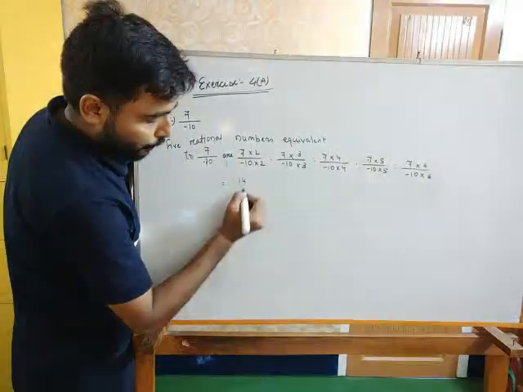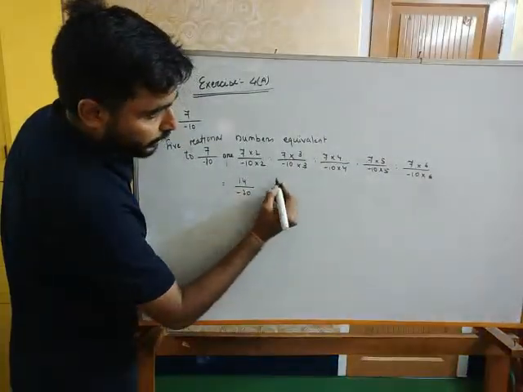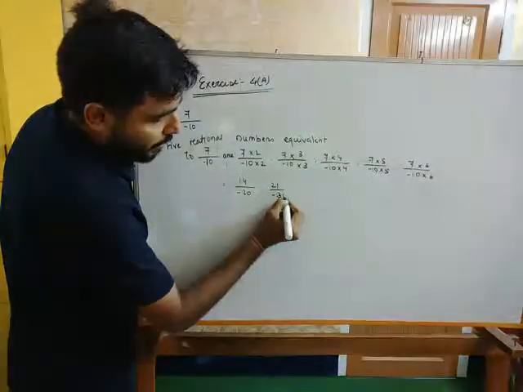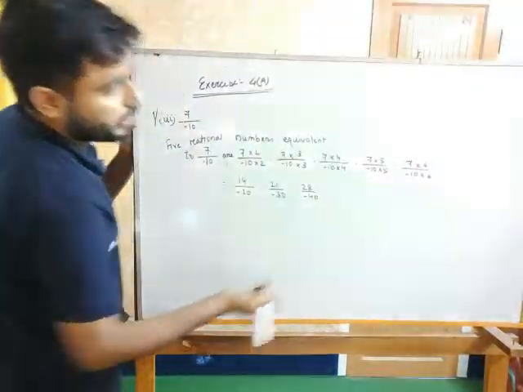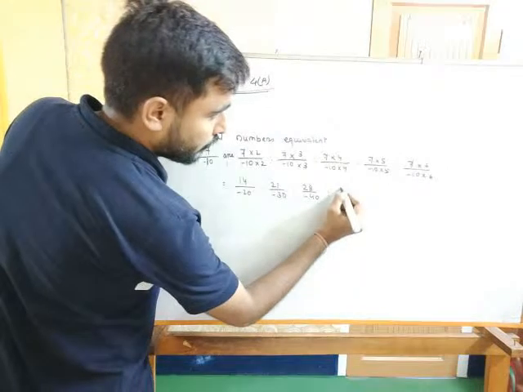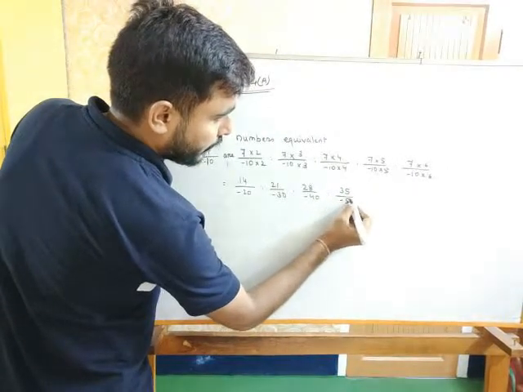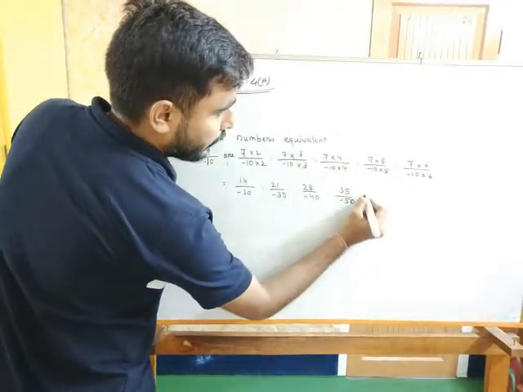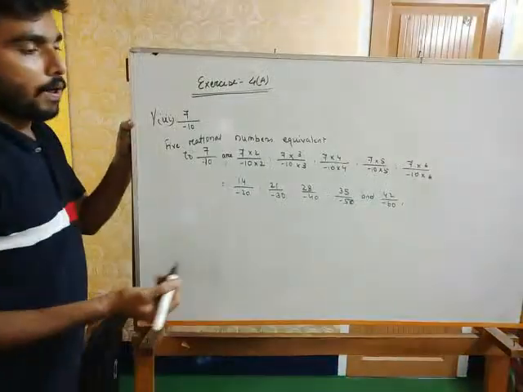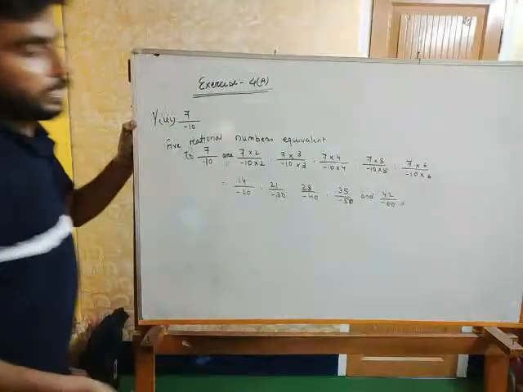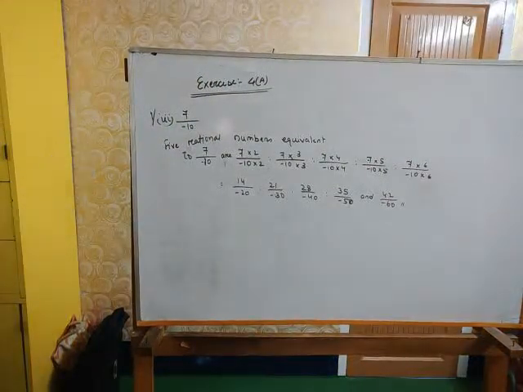Which is equal to 7 into 2 is 14, 14 by minus 20. 21 by minus 30. 28 by minus 40. 35 by minus 50. And 42 by minus 60. Okay. Note it down, please.